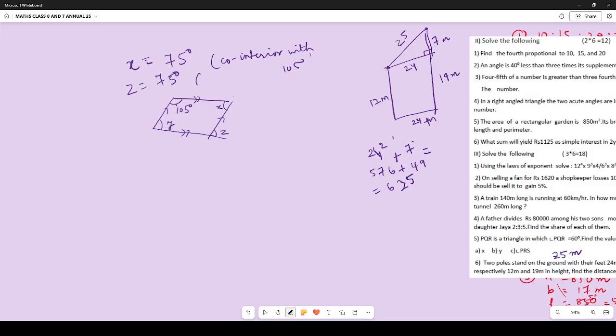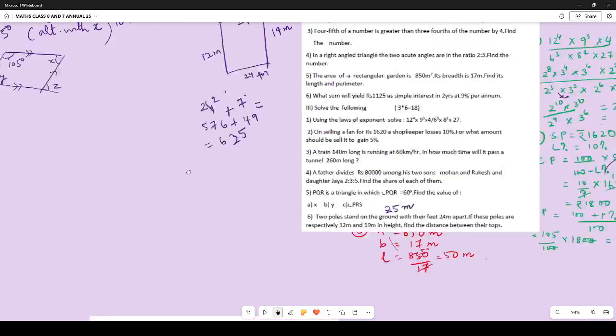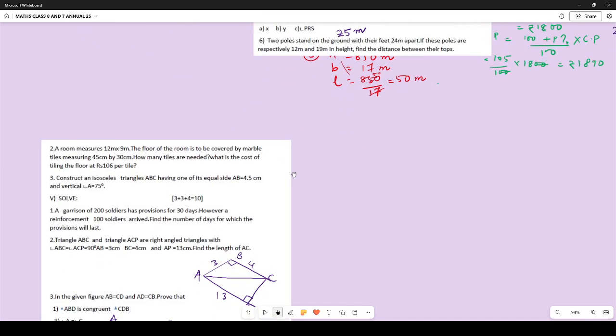Now, z is also 75 degrees because it is alternate with x, and we know that alternate angles between parallel lines are the same. Now with the same logic, y is also equal to 75 degrees because y and z are corresponding with each other, right? So we find out the values of x, y and z. And now let us move on to the next questions.